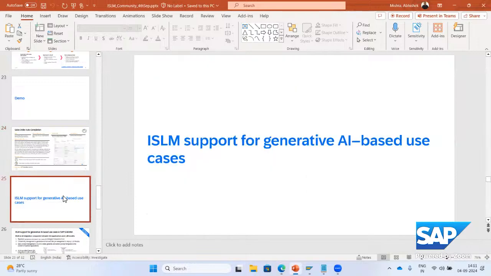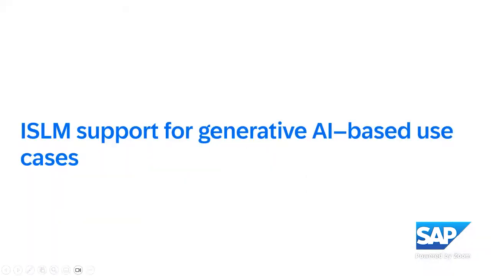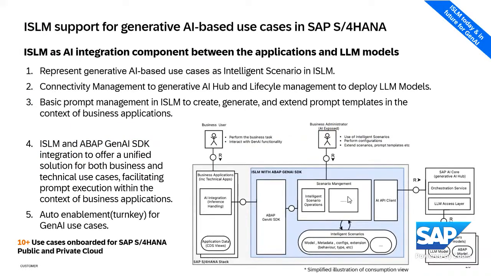And now let's also try to understand what are the capabilities ISLM offers for generative AI based use cases. So ISLM for generative AI based use cases kind of acts as an integration layer between the business application and all the LLM models. So here the journey starts in the same way that you create an intelligent scenario as a representation of an AI use case, define certain meta information.